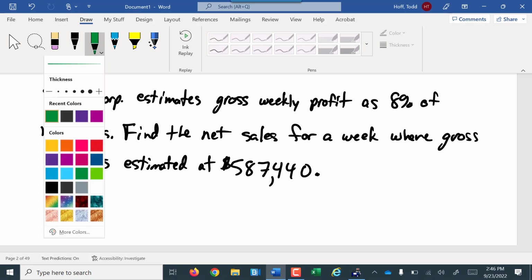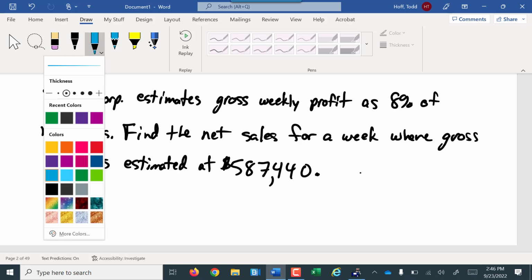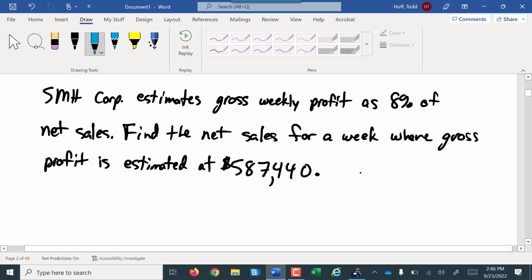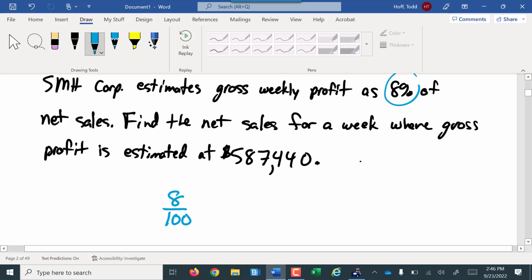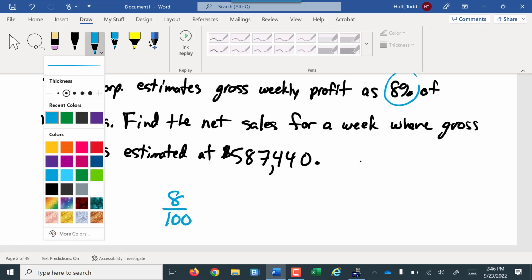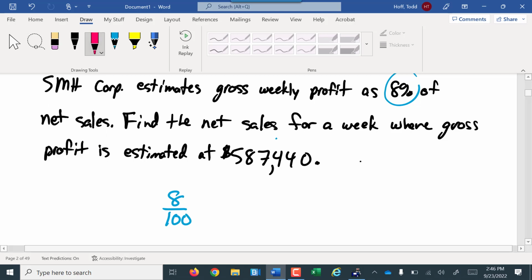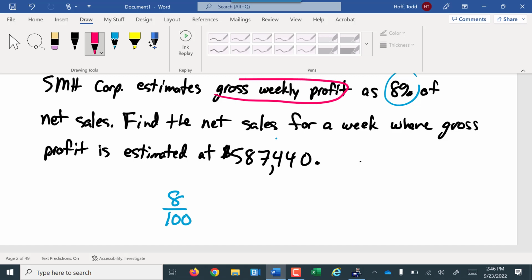So as I mentioned in the other problems, I usually start with the percent if I can. What's the percent here? 8%. So that's 8 over 100. Now before we do anything else, let's identify what those numbers stand for. So in the problem, there are two numbers we're working with. We have gross weekly profit and net sales. One of them is a piece of the other.